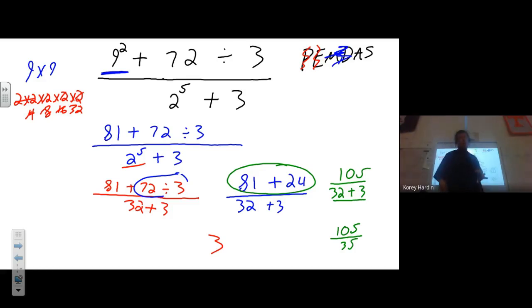That problem is very difficult. Don't get stressed out about that. Now, just to review, PEMDAS: parentheses, exponents, multiplication, division, addition, subtraction.